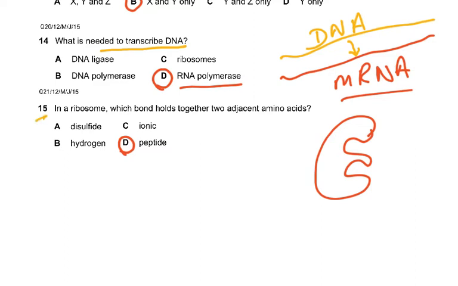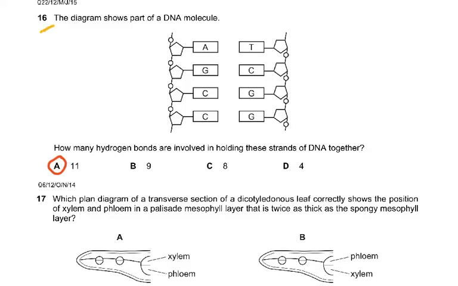Question 15, in a ribosome, which bond holds together two adjacent amino acids? Peptide bond. Can't be anything else. Again, same question. The diagram shows part of a DNA. How many hydrogen bonds are involved in holding these strands of DNA together? AT is 2, CG is 3. So 11 was the answer.